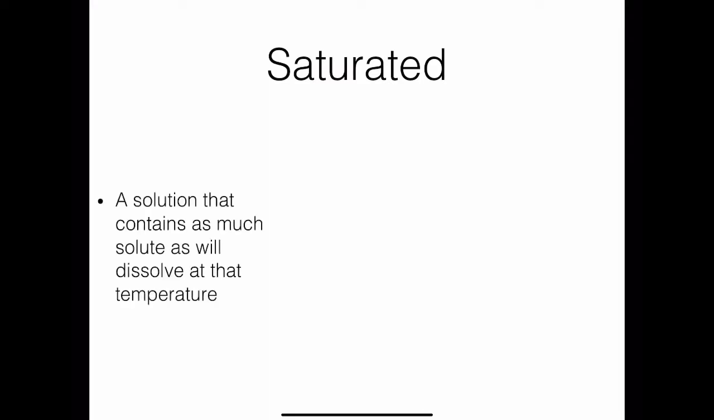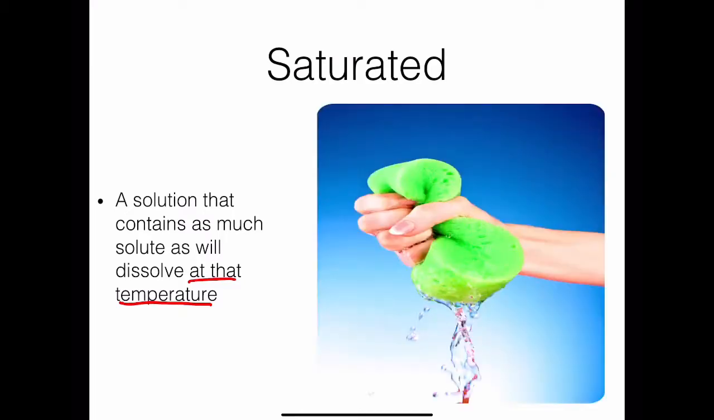The term saturated, I think of like a wet towel. A dripping wet towel is one that is saturated because it cannot hold any more liquid. So in solutions, it doesn't really mean much different. A solution that contains as much solute as will dissolve at that temperature, and at that temperature becomes more important going forward. But right now you can think of it like a wet sponge. If you can hold the sponge there even without squeezing it and there's water dripping from it, that is what's known as a saturated substance or saturated solution.